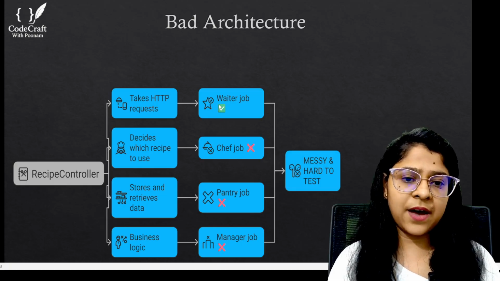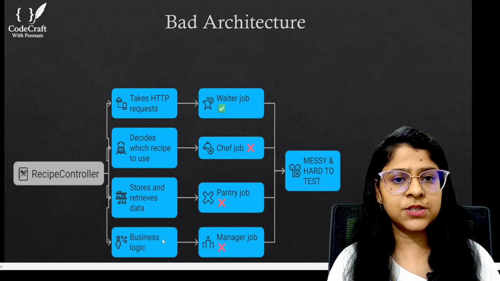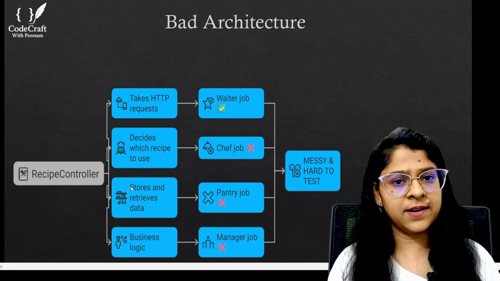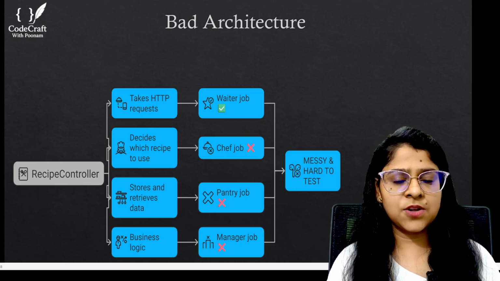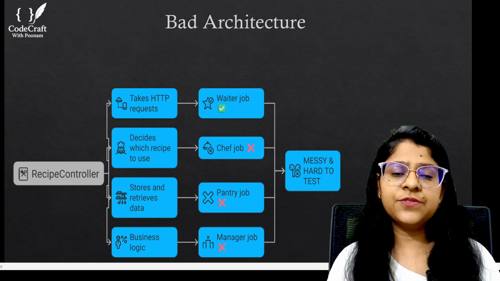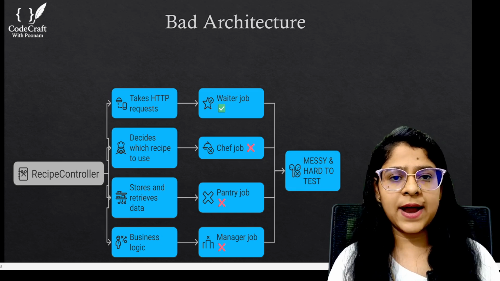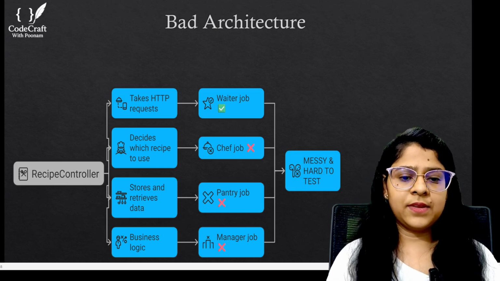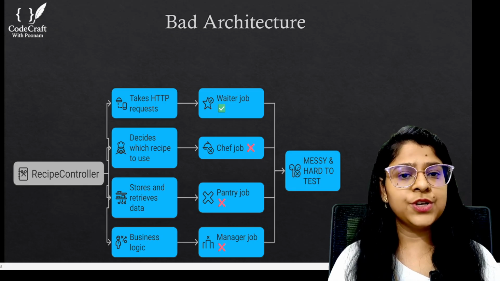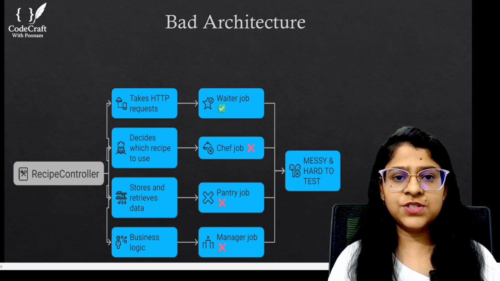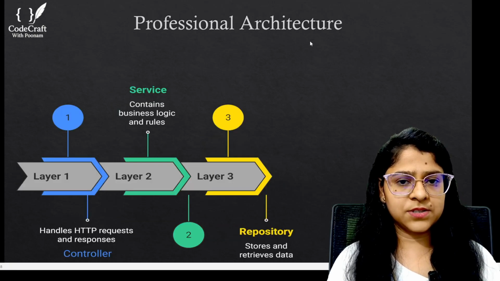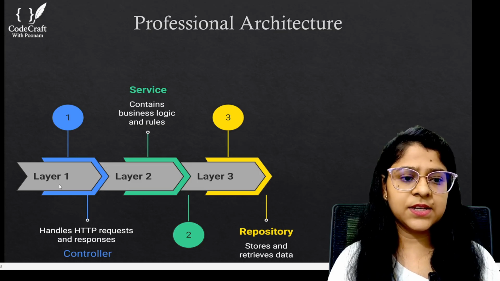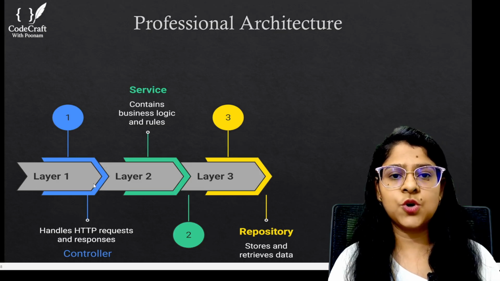As we have messed up all these things in only one layer, that is the controller layer, it will be hard to test. Now it is a simple small application, right? But in reality, it will be very difficult to handle. So for that, you need to have a good structure. So here it is, the professional architecture, where we are going to divide all the jobs.